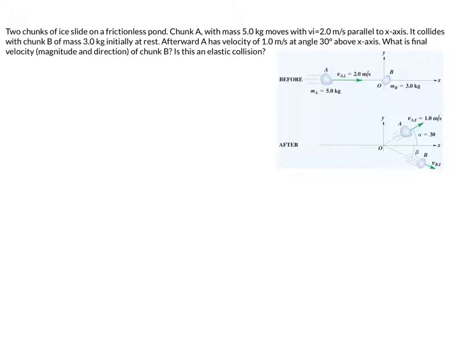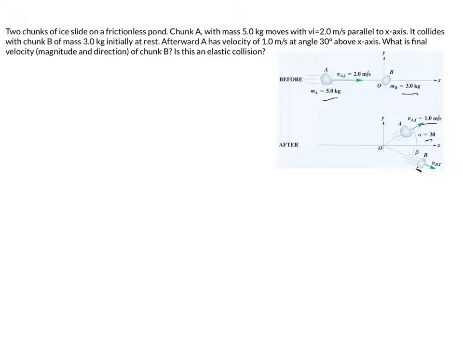So what we have going on here, as you can see, is there's this mass A that's 5 kilograms sliding along the ice, so we're assuming it's frictionless. We have an isolated system because of the ice. It's moving at 2 meters per second. It collides with this chunk B, which is 3 kilograms, and it bounces off at 1 meter per second at a 30-degree angle, and we're asked to figure out the magnitude and direction that ice chunk B is going to move after the collision.